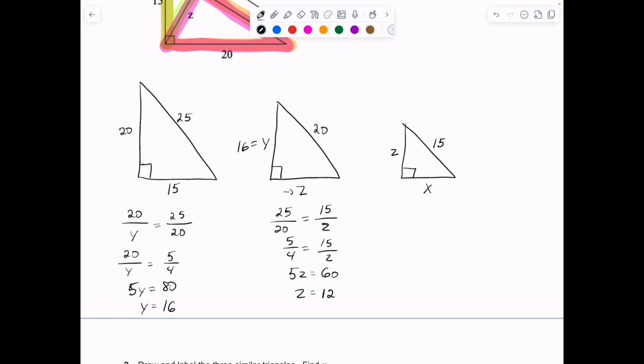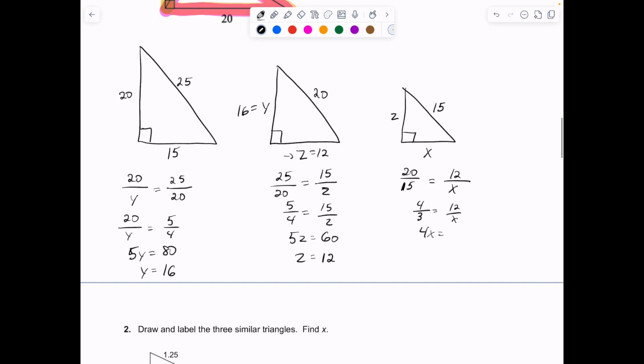But I want to do one more proportion just to see, your brain might see it differently. So to find X, I'll do 20 over 15, which is the hypotenuse of the medium to the hypotenuse of the small, equals, and then I'm going to do Z, which I now know is 12. So 12 over the base of X. Reducing, divided by 5 again, I get 4/3 equals 12 over X. So 4X equals 36. So X equals 9.